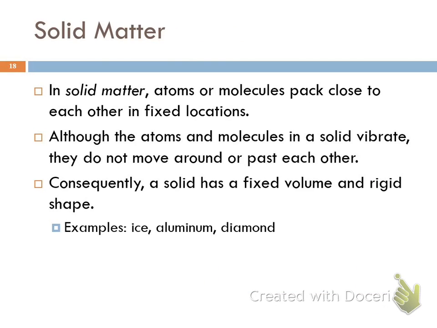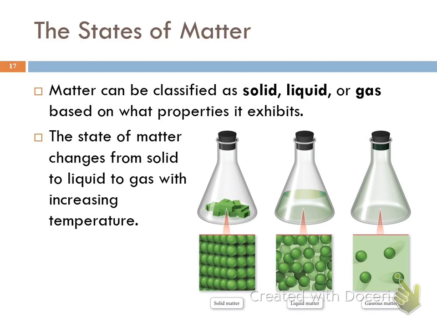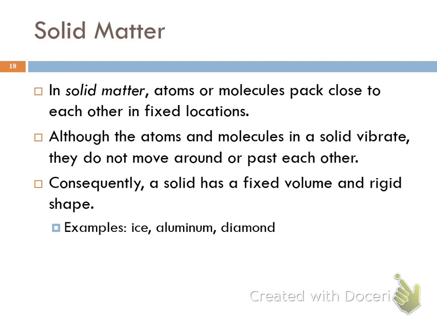Solid matter. We have the atoms or molecules packed in close together to each other, and they are in fixed locations. If I jump back to this picture, this is an illustration of matter in the solid state. All of these little atoms represented as spheres are tucked in right next to each other, and they're not moving around. The atoms and molecules in a solid do move, but they don't move relative to each other. They just vibrate in place.